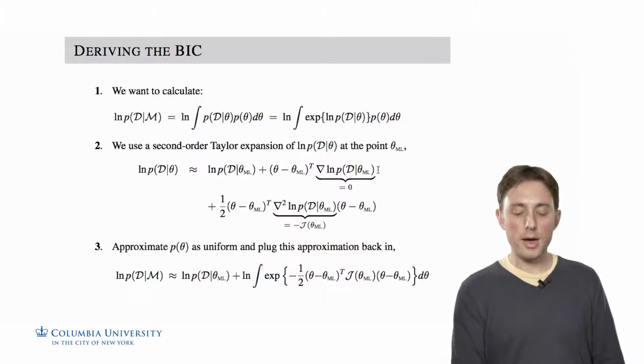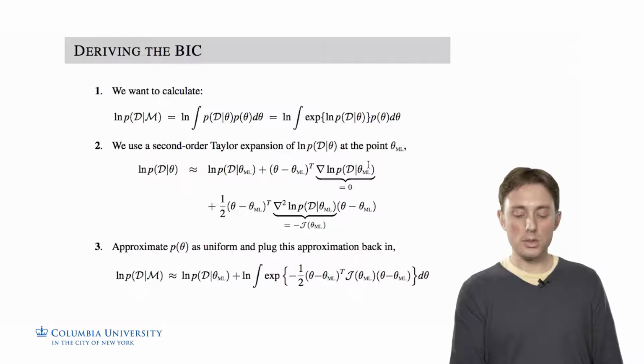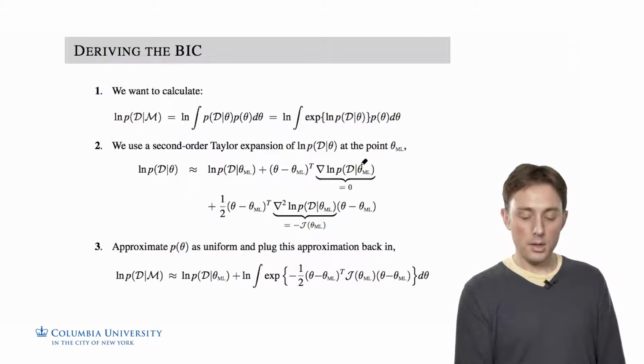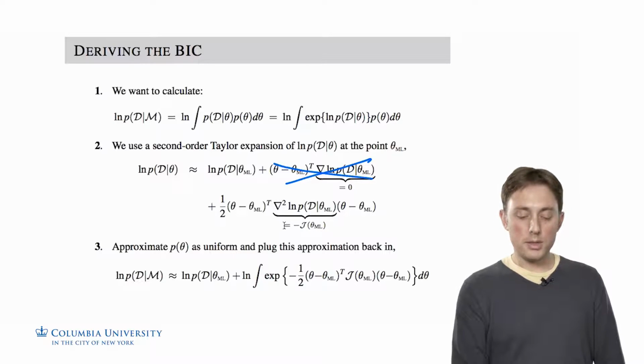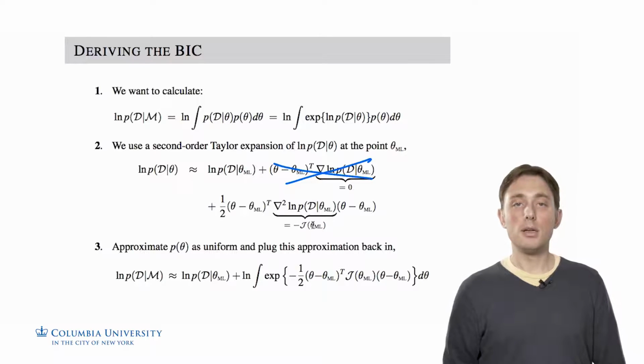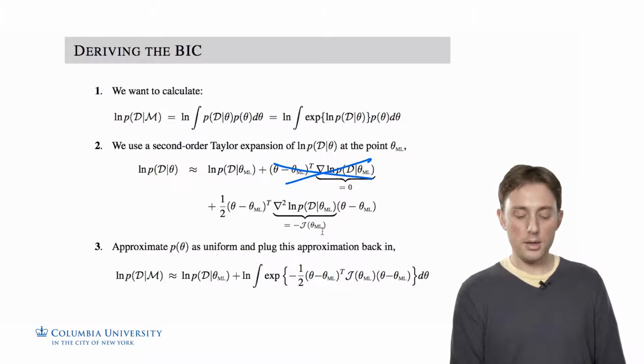So notice that by evaluating this at the maximum likelihood solution, we can cancel out this term because the gradient at that location is equal to 0, and so this term goes away, and we're left with these two terms. And now this matrix I'm going to call negative J, and it's going to be a function of the maximum likelihood solution. So I'm going to call this shorthand negative J.